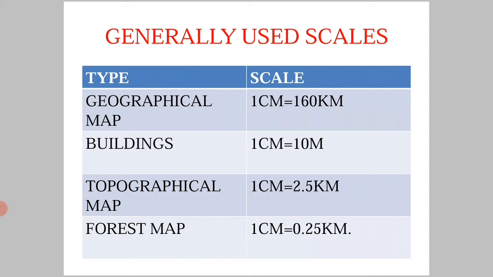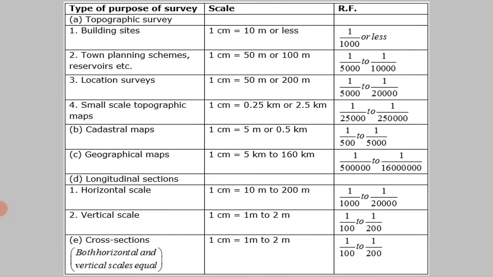And for a forest map, we take the scale 1 centimeter is equal to 0.25 kilometer, right? So these are the types of purpose of survey and their scales and representative factor. This is very important from the exam point of view.